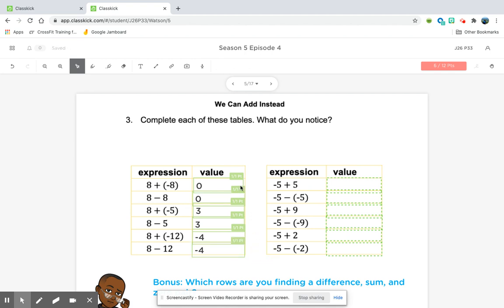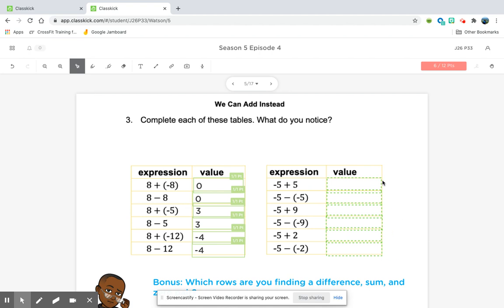So you're probably noticing something right off the bat here. Take a second, look in this table, see what you notice, and see maybe can you make a rule. All right, and let's do this one other table and see if your rule stands up.